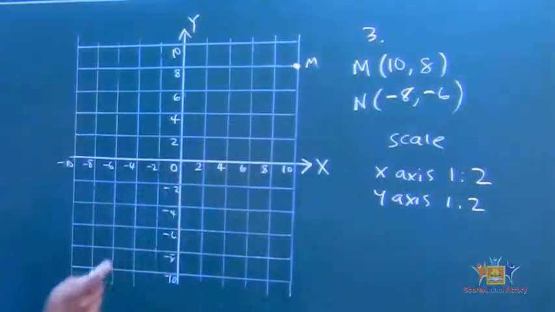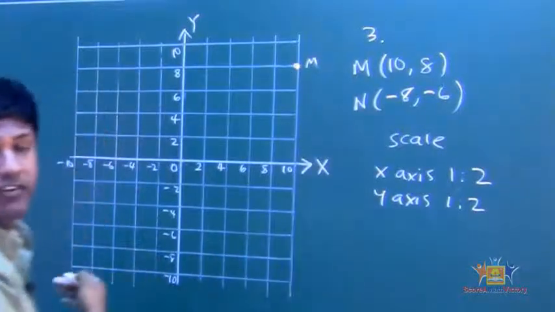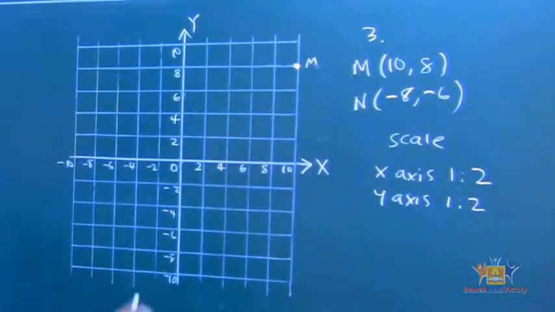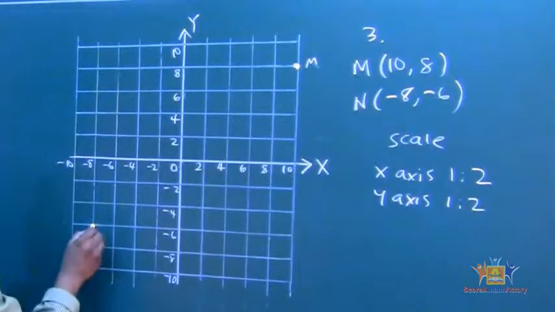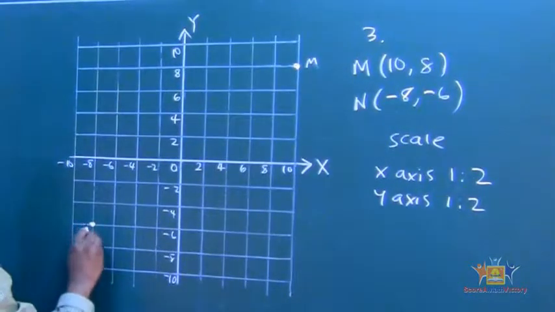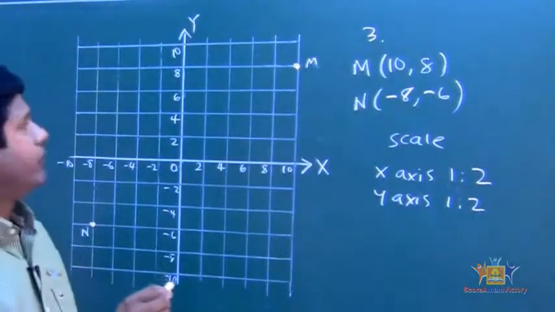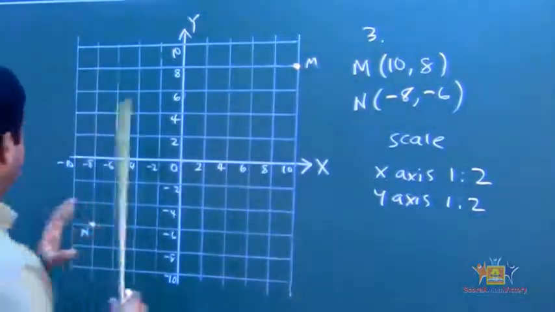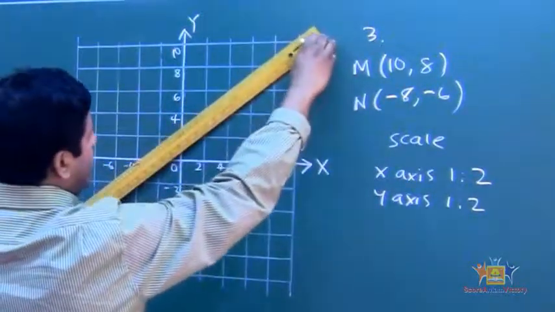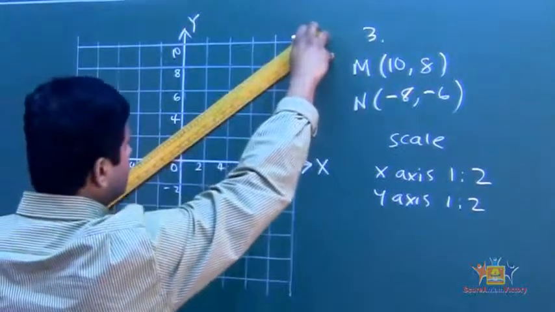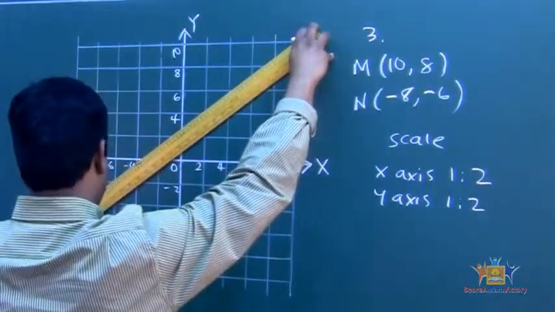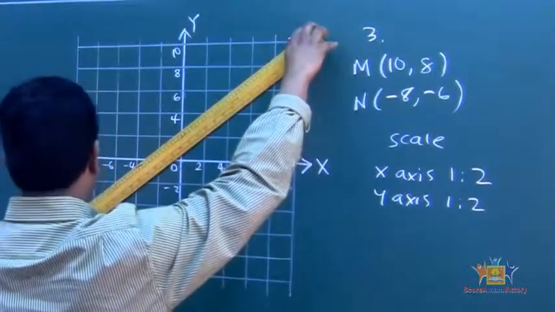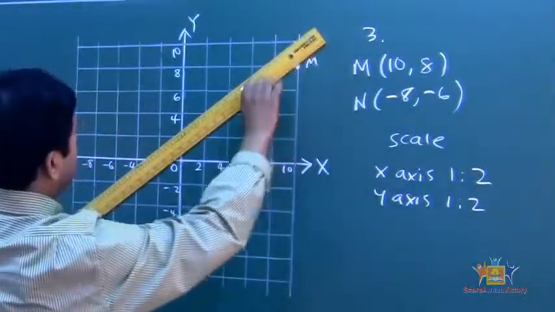Now let's locate point N. N is (-8, -6). This is X and this is Y. So left by 8, down by 6. Let's go left by 8 right there, down by 6 right there, and that's N. We're looking for the midpoint of MN. So let's take the straight edge and join those 2 points, M and N. Let's make sure Mr. Mac has it lined up right. Lining them up right is very important. So once I do that, let's see.